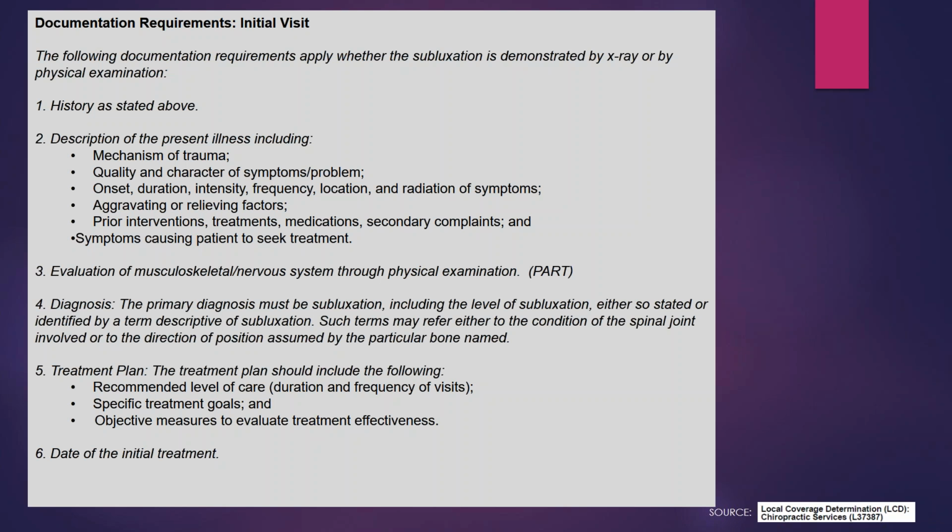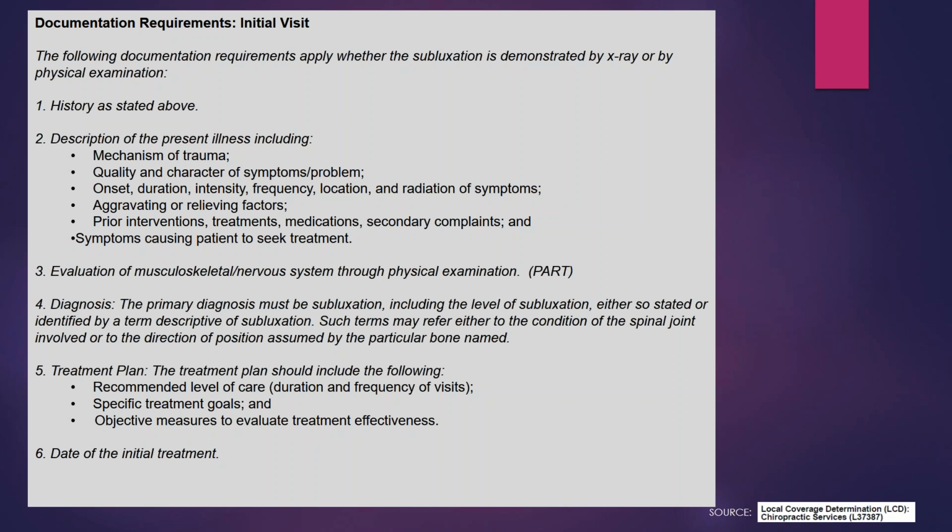You need to have a treatment plan, which should include the following, and we already talked about that: the recommended level of care, specific treatment goals, and objective measures to evaluate treatment effectiveness. Now, let me tell you this: if you're having a Medicare audit and you send Medicare documentation of your initial visit, and this information is not in there, every single claim from the minute you see that patient to the minute you've completed treatment becomes denied. Without a treatment plan, every visit is denied because you did not fulfill the burden of responsibility of documenting medical necessity in that initial visit.